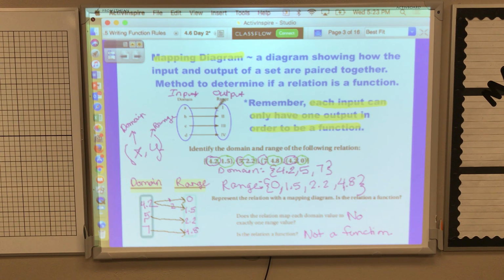Okay, so when we go back up to this example one, if I look here, A is only paired with 1, B is only paired with 2, C is only paired with 3, D is only paired with 4. And since they each only have 1 arrow, that tells me that this one is a function.